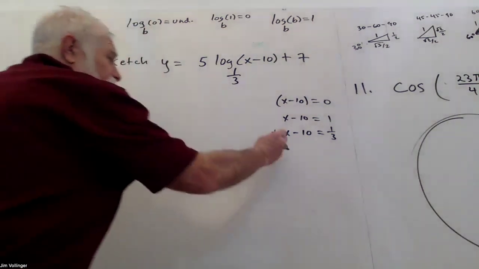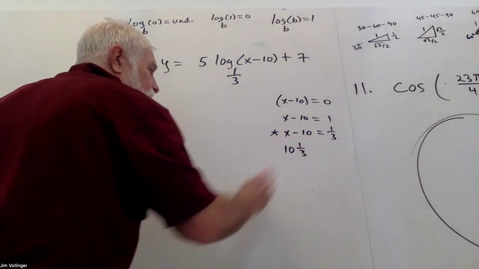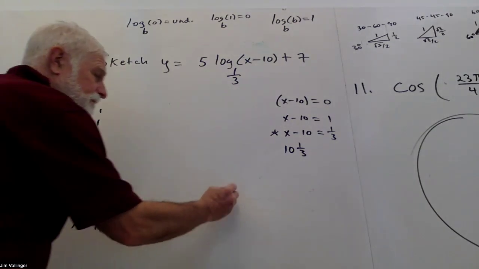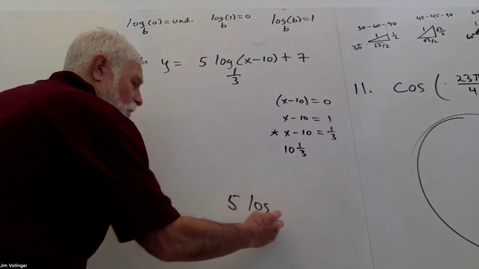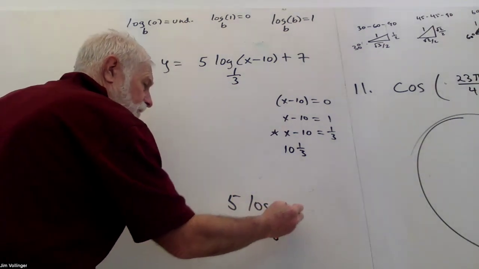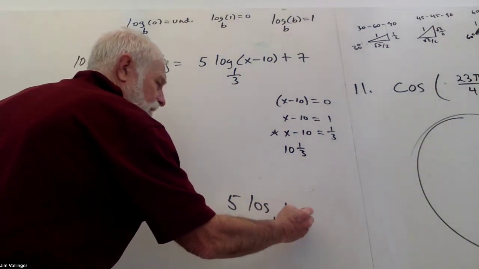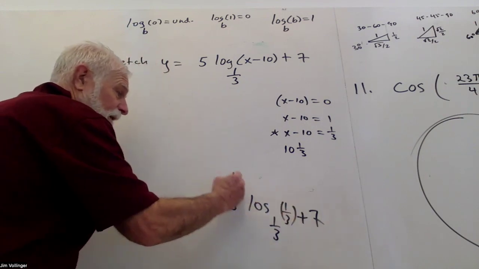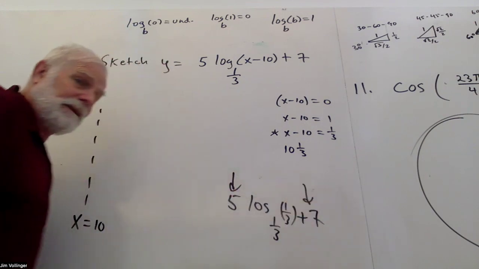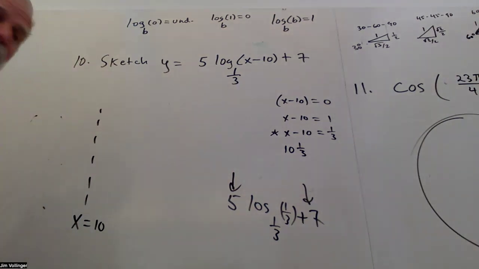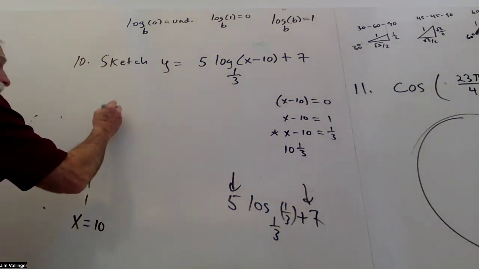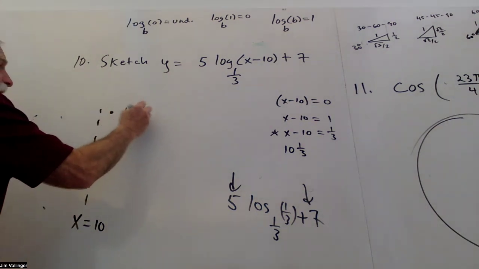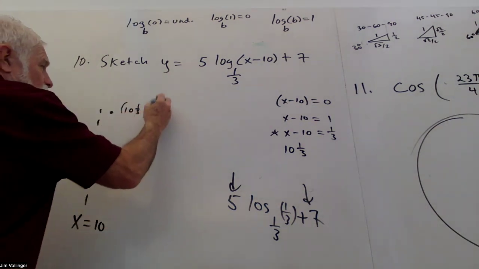So let's do 1/3. Let's put 10 and 1/3 in. That gets me 1/3. So what is 5 log 1/3 to get 1/3 plus 7? Well, I hope you see when these are the same, you get 5 plus 7. Keep an eye out for that. You'll get these done faster. 10 and 1/3, pretty darn close to 10. So 10 and 1/3 gets me 5 plus 7 is 12.